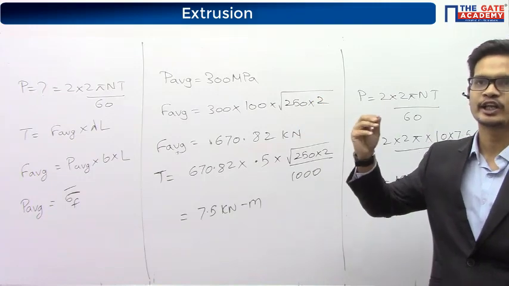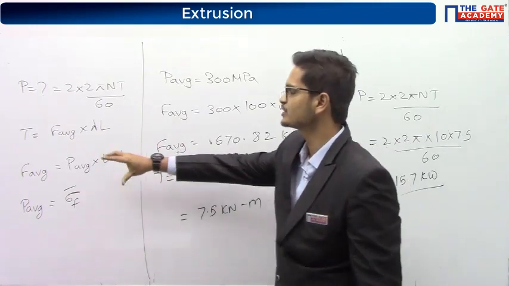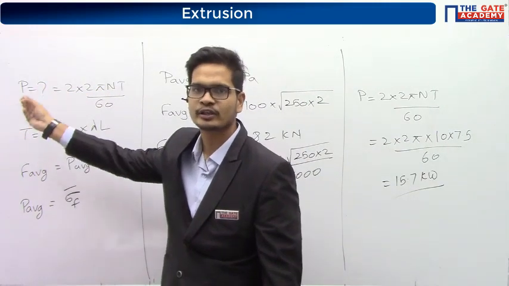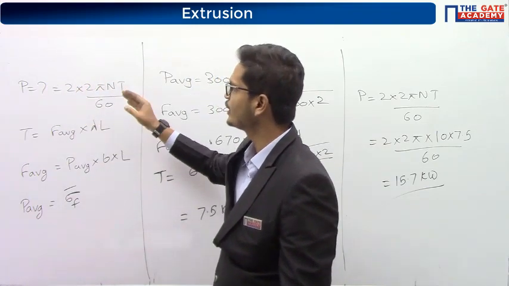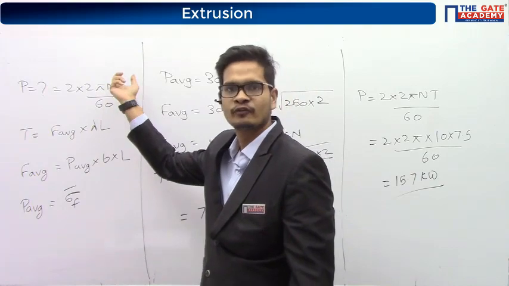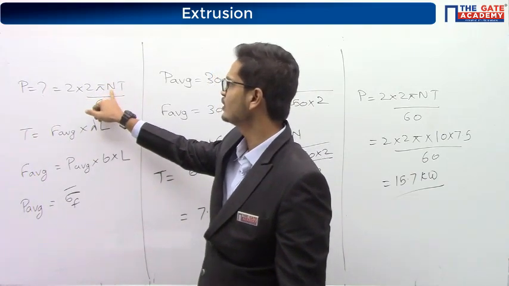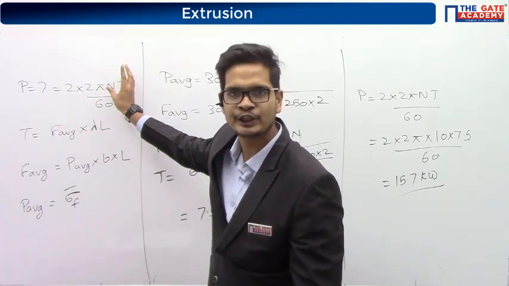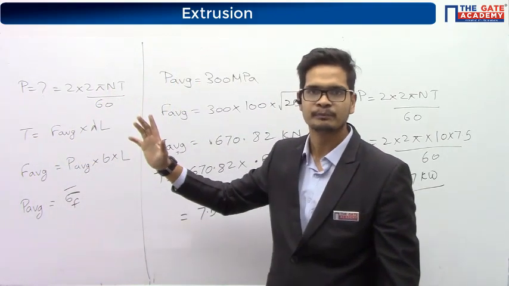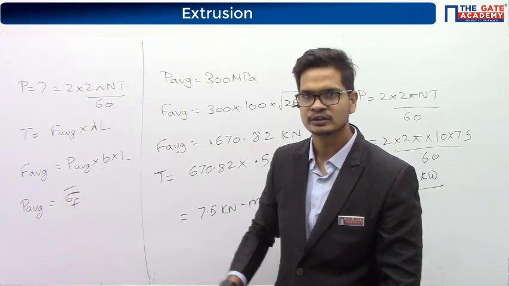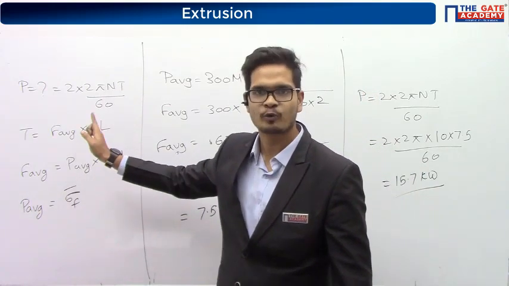Always start with what has been asked. They asked, what is the power? Please write down the expression first. Power is equal to 2 pi nT by 60. For this, n is given, we know the value of pi. So we need to find the torque. Torque is F average into lambda L. They have not given us lambda. So lambda we will take as 0.5.